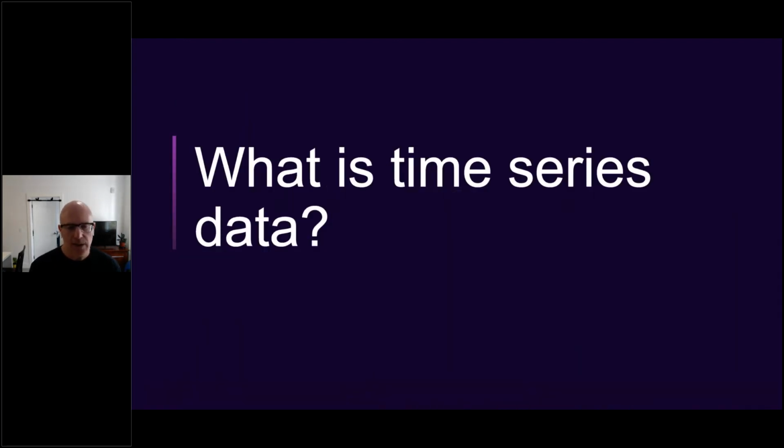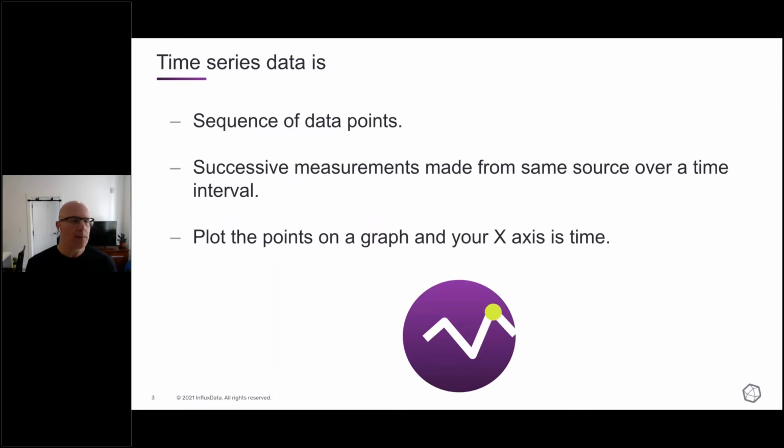What is a time series? What is time series data, and how is it different from other data that you might have worked with, such as relational data? Time series data is quite simply a sequence of data points where you have successive measurements made over the same source over a particular time interval. These measurements could be things like the CPU utilization for a server, or the blood pressure through a heart rate monitor, or oil pressure in an oil rig. Whatever it is, it's some kind of measurement being checked over time.